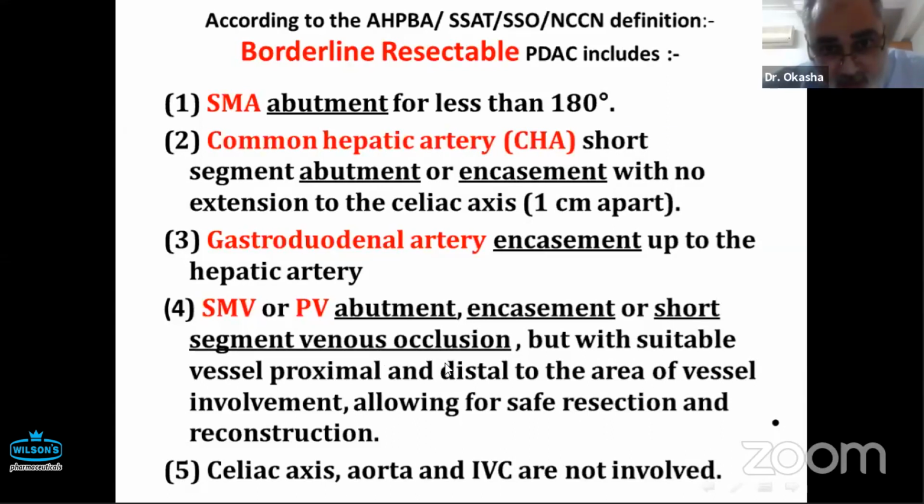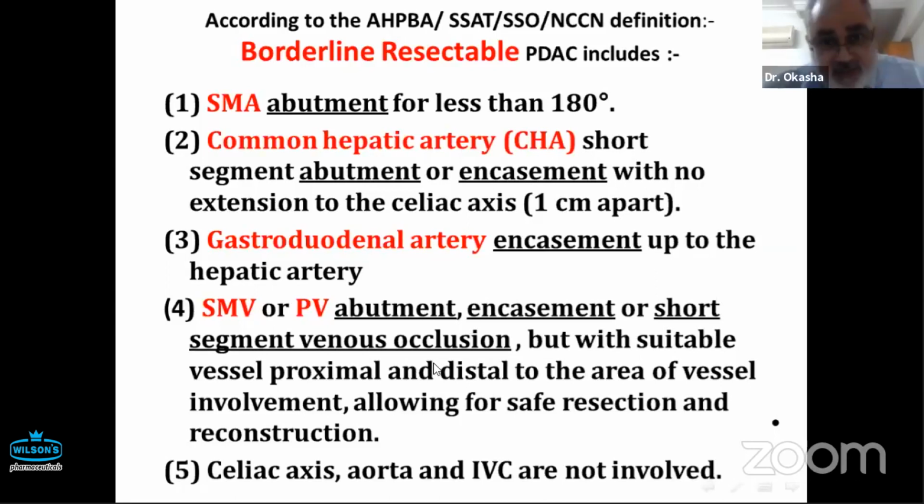approximation of the edges of the vessels with suturing or vascular reconstruction or something like that. If it is less than 2 centimeters, then it is borderline resectable. But if the distance of the involvement is more than 2 centimeters, it is very difficult to do vascular reconstruction. But this 2 centimeters is a subjective distance. It is not stated here in the determination of borderline resectability.